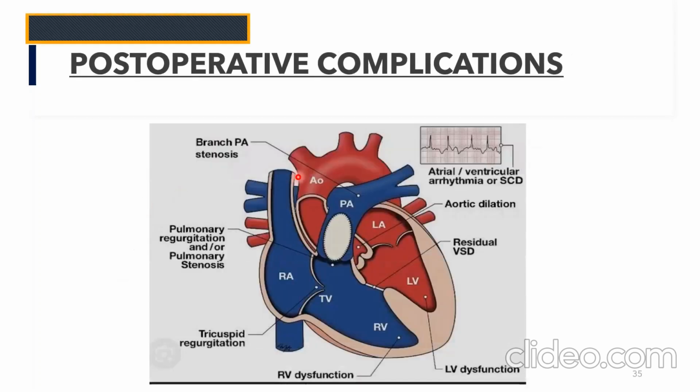The figure shows pulmonary regurgitation or pulmonary stenosis. Here it shows atrial or ventricular arrhythmias. Arrhythmias are one of the major causes of post-operative deaths. Aortic dilatation, the residual ventricular septal defect, and right ventricular dysfunction and left ventricular dysfunction, which further lead to ventricular hypertrophies.